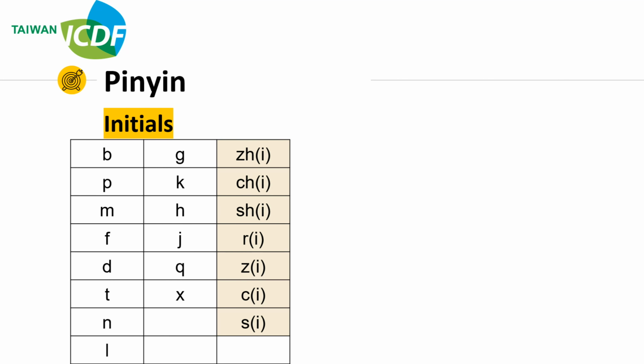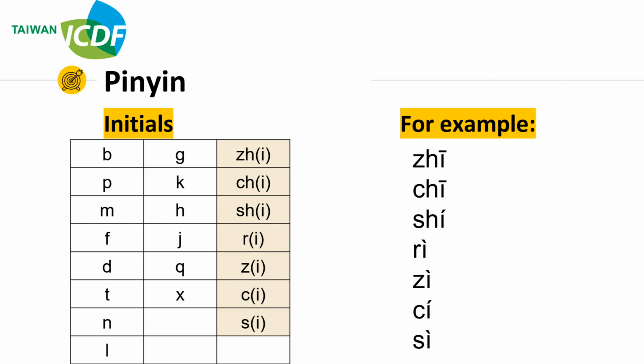In the previous unit, we have talked about the initials. Most initials usually combine with the finals. However, zh, ch, sh, r, z, c, s, you keep i when you use them individually. For example, zhi, chi, shi, ri, zi, ci, si.